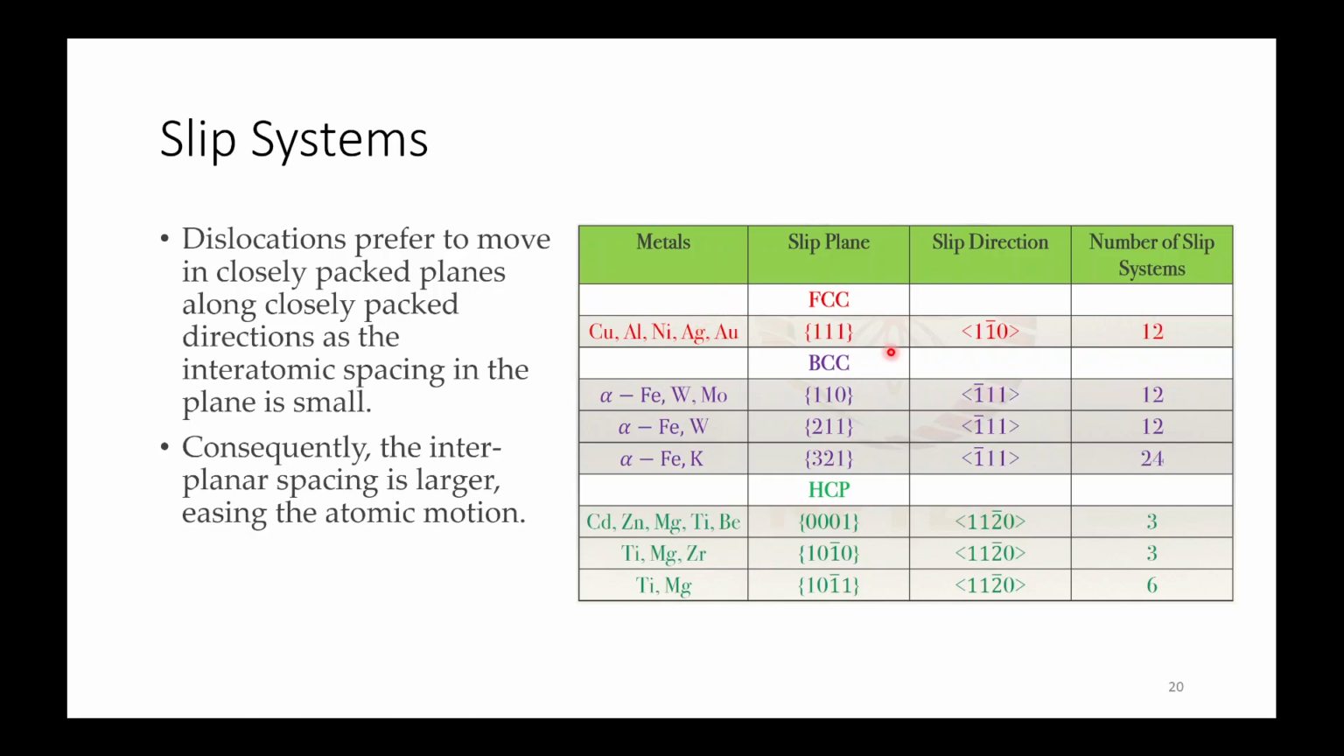Now for FCC there are 12 slip systems, and in case of BCC there can be up to 24, and in some cases there are 48 as well. In case of HCP there are 3 slip systems, so it makes them quite brittle compared to other systems. In case of BCC, at higher temperatures some slip systems become active, leading to easier glide at higher temperatures. So these BCC metals are worked at higher temperatures.